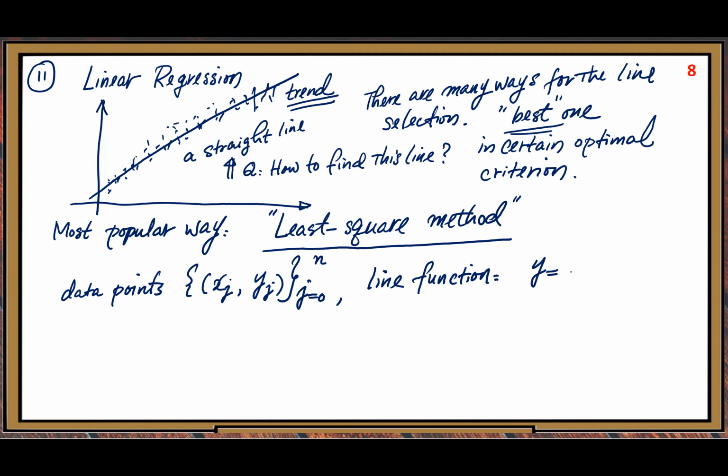Y equals ax plus b. But we need to determine the coefficients a and b, if we can find a and b that satisfy the optimization criteria. The optimization criteria is the least square criteria.